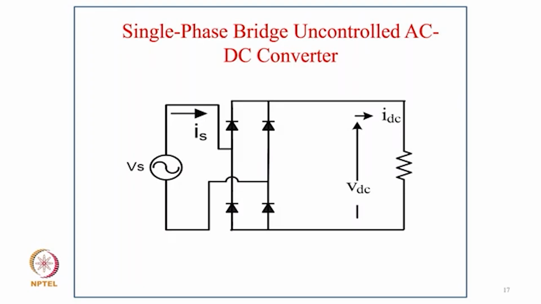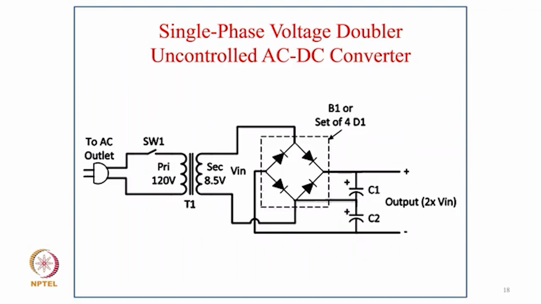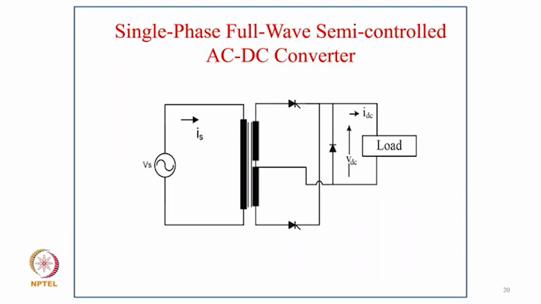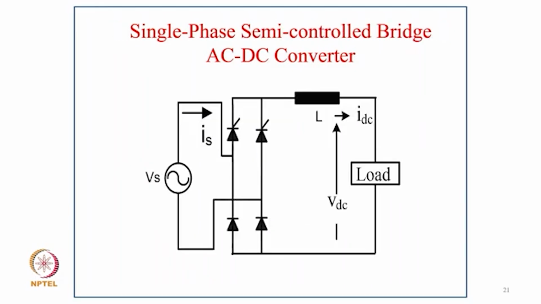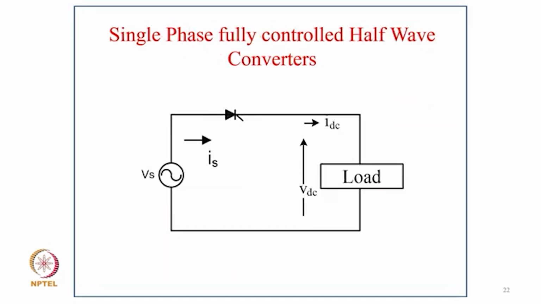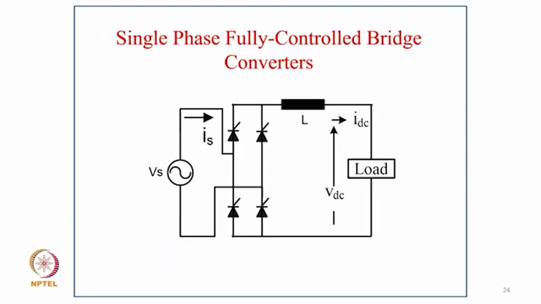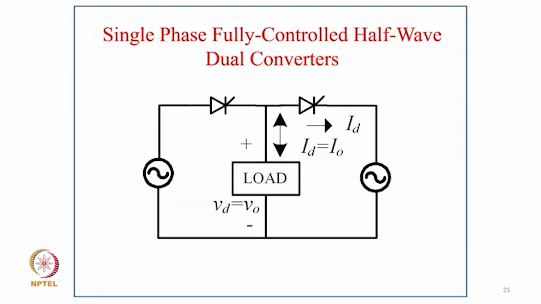Then full wave, single phase, uncontrolled AC DC full bridge converter. Then the single phase voltage doubler. This voltage doubler depends on the connection. We can have an input even from 120 or even from 240. Then the single phase half wave semi-controlled AC DC converter. Then the full wave semi-controlled converter. Then semi-controlled bridge converter. Then single phase fully controlled half wave converter. Then single phase fully controlled full wave converters. Then single phase fully controlled bridge converter.